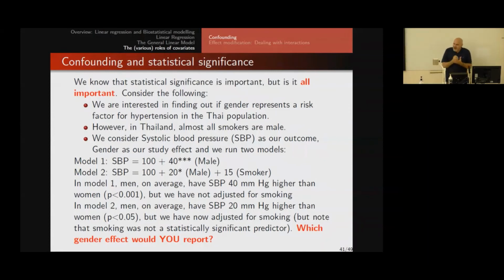And the point I'm after is, people say no, you can't use that second model because the smoker effect is not statistically significant. We get too hung up on statistical significance. If we are testing a hypothesis, we need statistical significance. If we're not, we don't, okay? So the gender effect that is most accurate is this one, because it is not confounded with smoking.